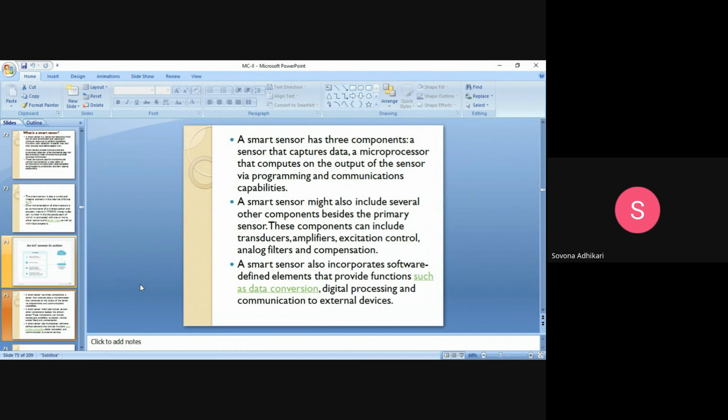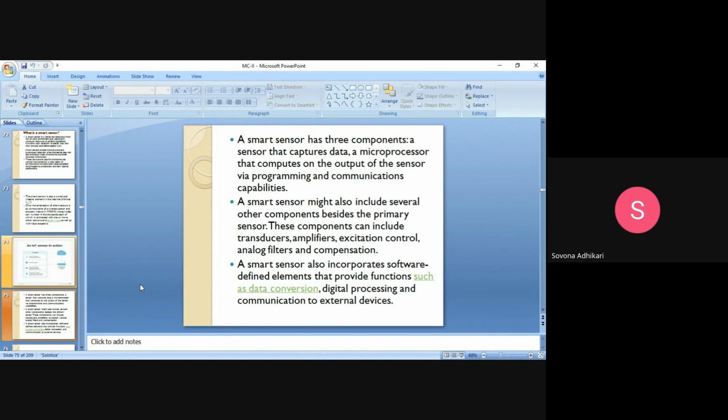These components can include transducers, amplifiers, or exciting controls. These are the other components, which are used to perform specific tasks after a particular input is taken from the sensor. A smart sensor also incorporates software-defined elements that provide functions such as data conversion, data processing, and communication to external devices.